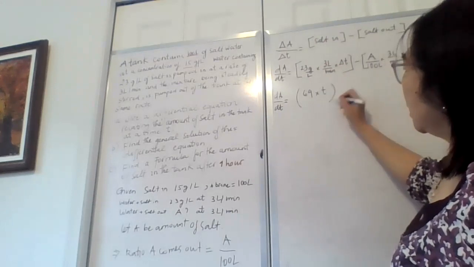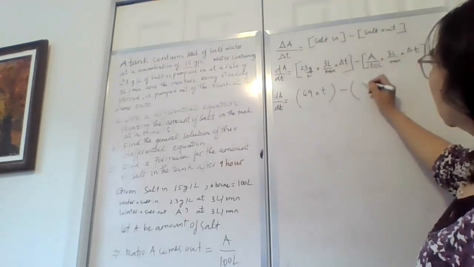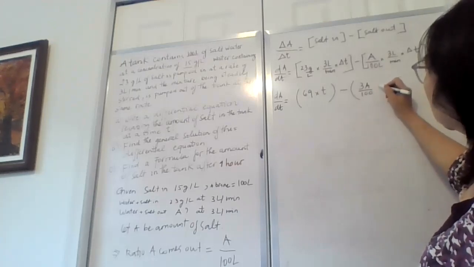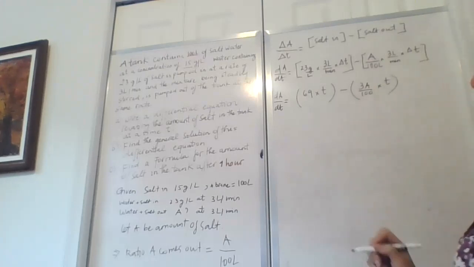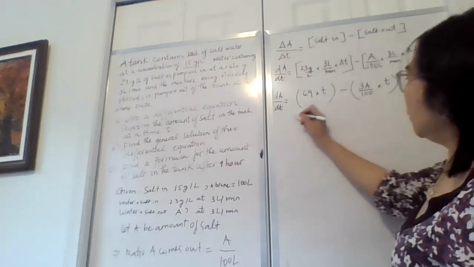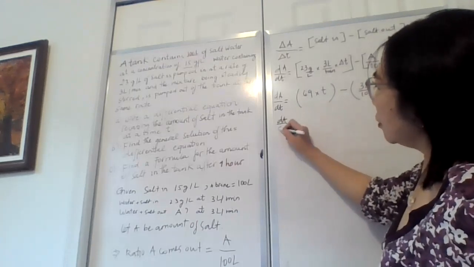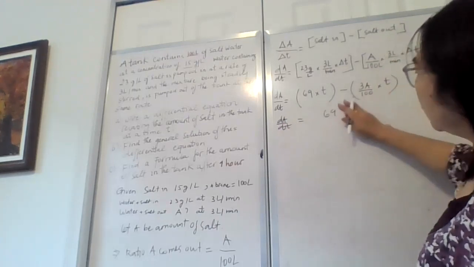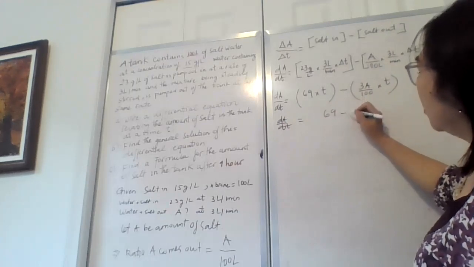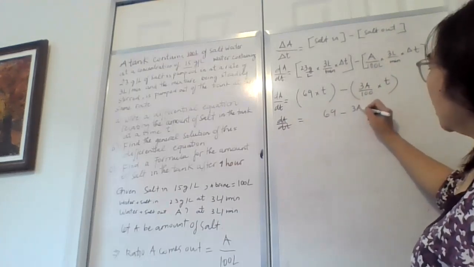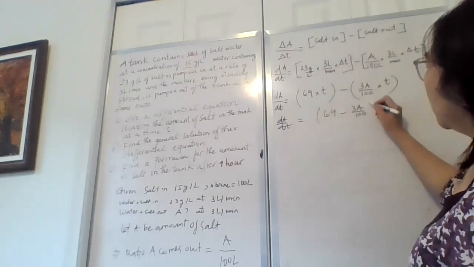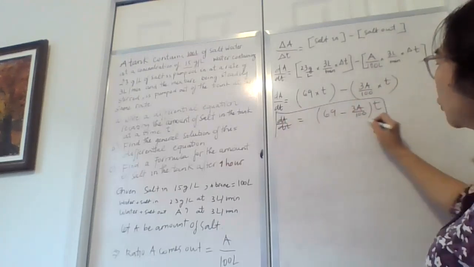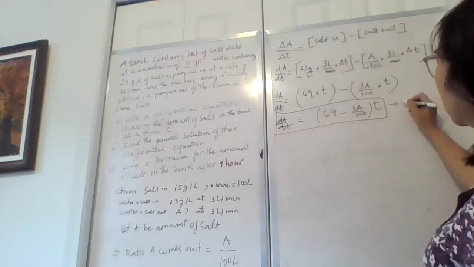Time with t, minus 3A, I put them together, over 100, time with t, right? So now let's simplify one more further. dA over dt equals 69t, or I can factor out the t because they look the same, minus 3A over 100 times the t. So that is the first differential equation we established, and this is the answer for A.